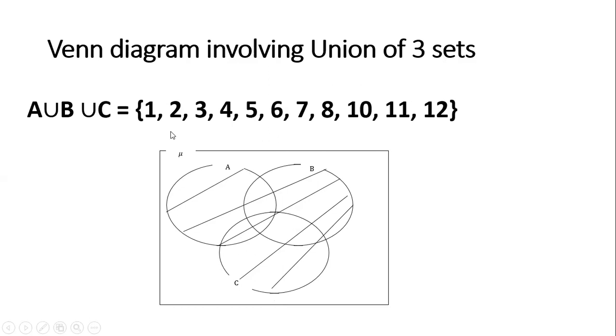And when you list those elements, they are 1, 2, 3, 4, 5, 6, 7, 8, 9, 10, 11, 12. So 9 is found in the universal set, 13 will be found in the universal set, 14 will be found in the universal set, and 15 will be in the universal set.